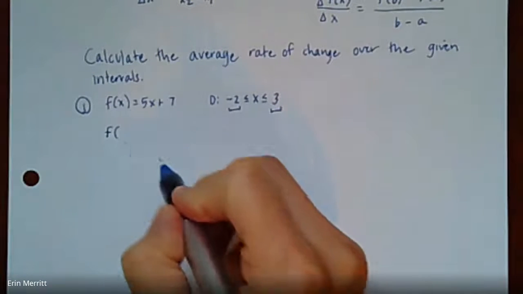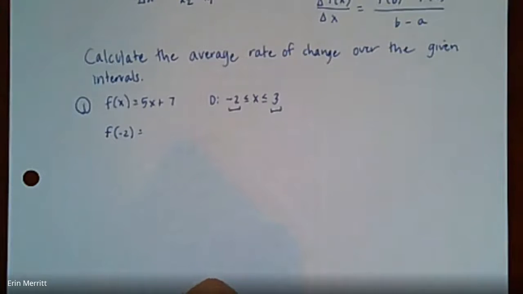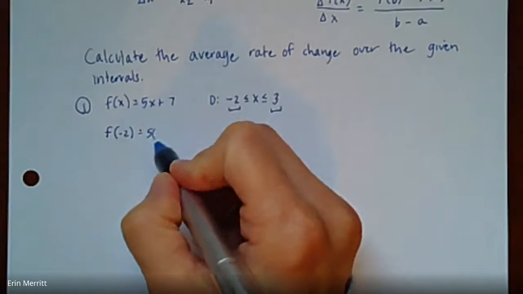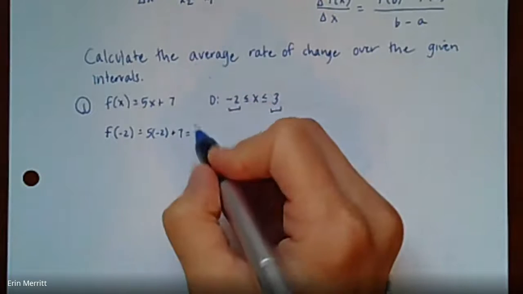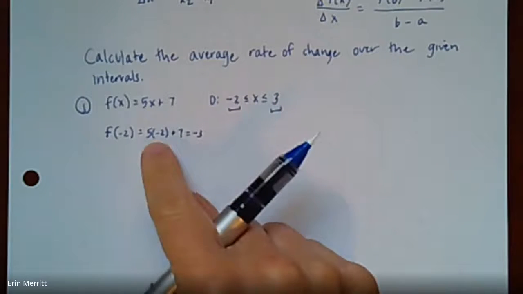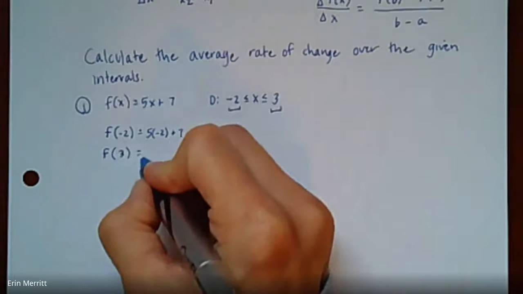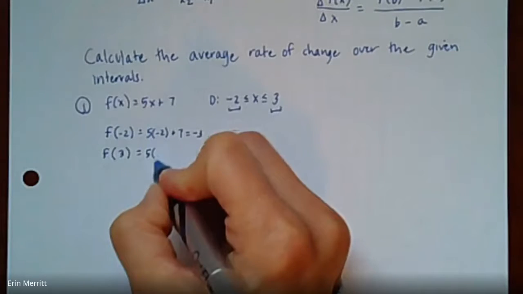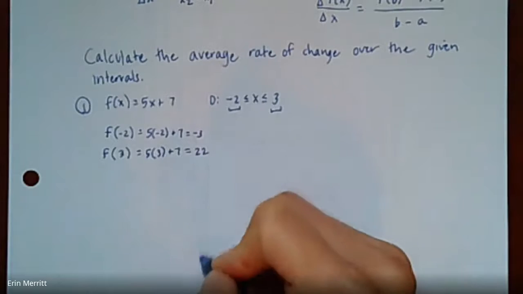So just off to the side here, you can do a little mental math, or you could grab your calculator. I don't care which way you do it, but the idea of 5 times -2 and then plus 7, that's going to give us -3 because it'd be -10 plus 7. If we do f of 3, plug in a 3, so 5 times 3 would be 15 plus 7. That's going to give us 22.